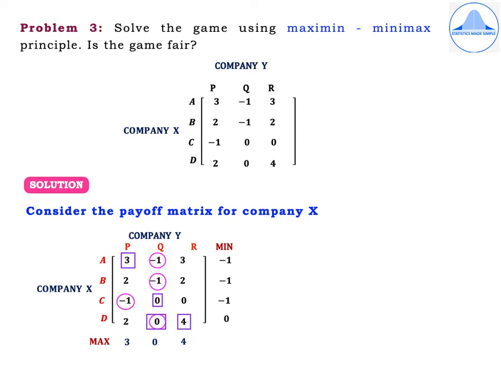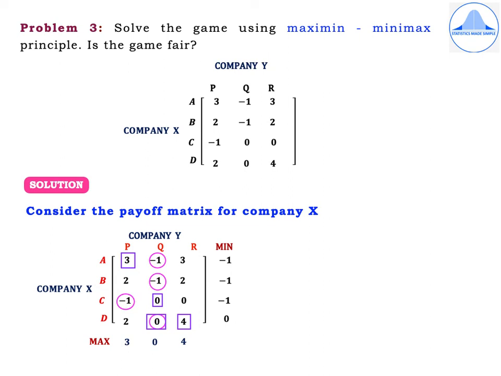Next, find out the maximum in the first column, that is company Y's strategy P. So the payoffs are 3, 2, -1 and 2. The maximum value is 3. So put a box around it and write the maximum value as 3.